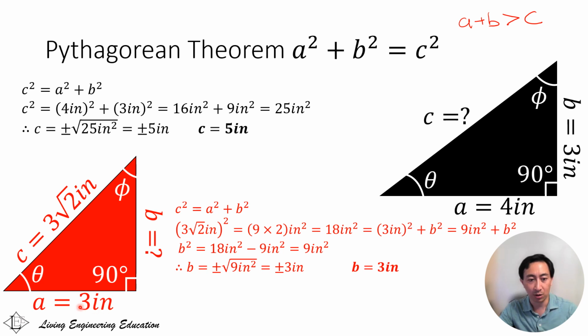Let's do the same thing here. 3 plus 3 is equal to 6. 6 is larger than 3 square root 2. So it all checks out.